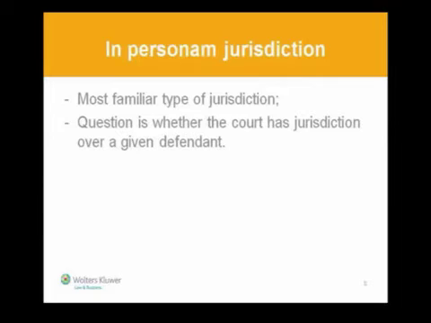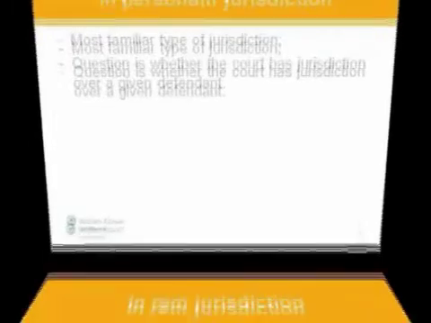Most of the following analysis deals with in personam jurisdiction, as it is the type of jurisdiction at issue in most real-life cases, as well as most bar exam fact patterns. The question is whether the court has power over a given defendant. However, it is important to understand the other two types as well.